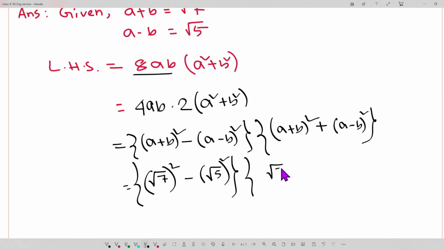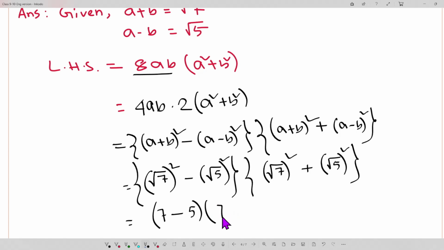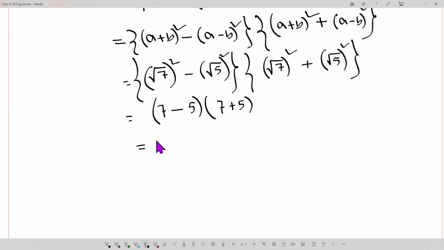Similarly, root 7 square plus root 5 square. Root 7 square means 7, root 5 square means 5. Same thing, 7 plus 5. Now look, 7 minus 5 is 2, times 7 plus 5 is 12, and finally here is 24.